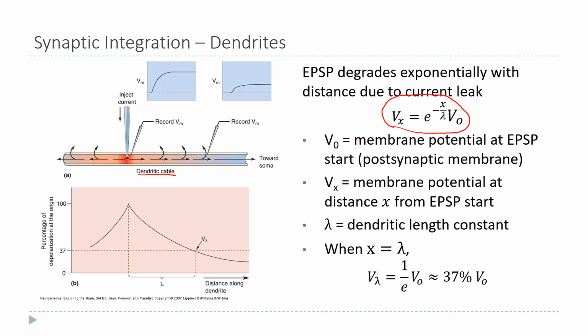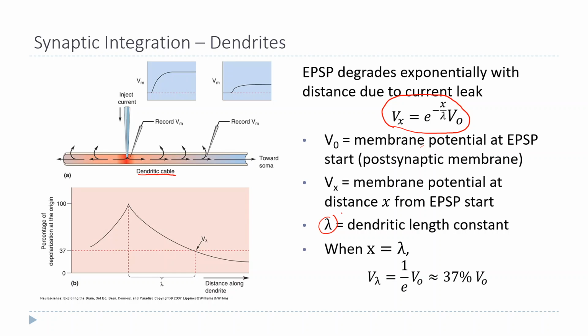And so let's say we're concerned with the distance from the postsynaptic membrane. Then we can choose the postsynaptic membrane as our starting point, and we call whatever the membrane potential is at that point V0. So V at any point x is going to be proportional to V0, but it's going to degrade exponentially. So we multiply it by e to the factor negative x over lambda, and lambda is a constant called the dendritic length constant, which is a property of the dendrite. We call it a constant, but actually it's not constant. It can fluctuate with properties of the dendrite.